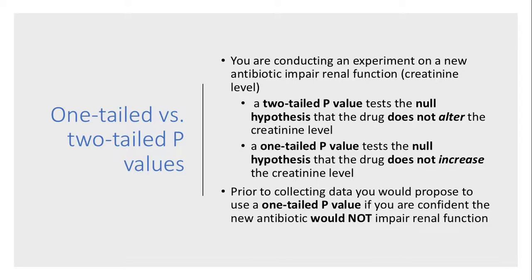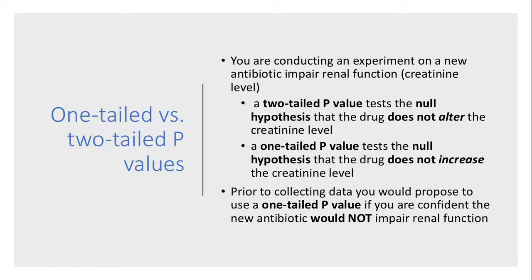So here's an example. You're conducting an experiment on a new antibiotic that impairs renal function, and we're looking at the creatinine level as our outcome measure of renal function. A two-tailed p-value tests the null hypothesis that the drug does not alter the creatinine level, which is our dependent variable. A one-tailed p-value tests the null hypothesis that the drug does not increase the creatinine level.